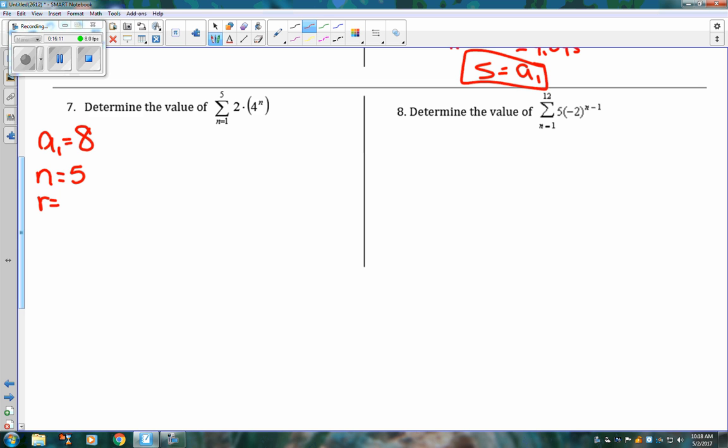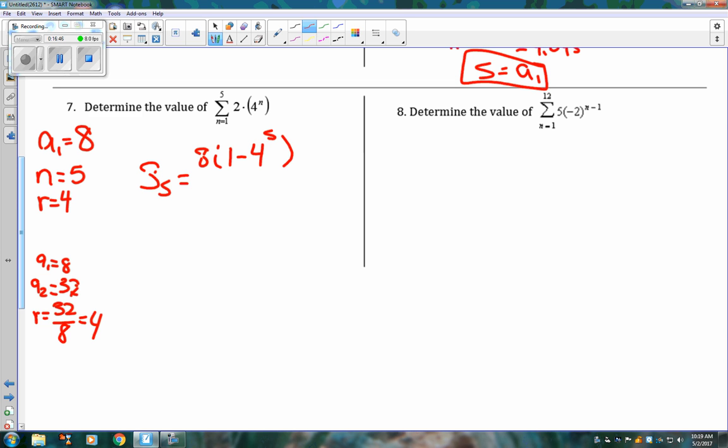So to find R, I need two things. I need my first term, which is 8, and I need my second term. So I'm plugging in 2 for n. 4 squared is 16, times 2 is 32. So to find R, you do 32 divided by 8, which is 4. So R is 4. Do I have everything I need? Yes. Plug it into the formula. S of 5 is equal to 8 times 1 minus 4 to the 5th power divided by 1 minus 4.